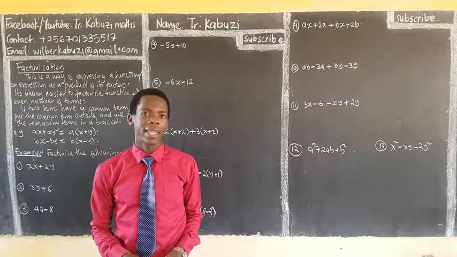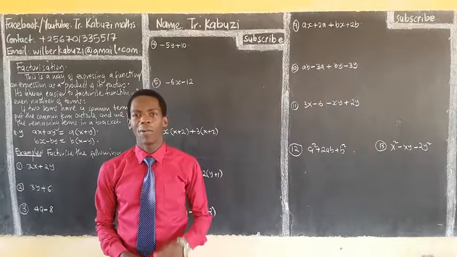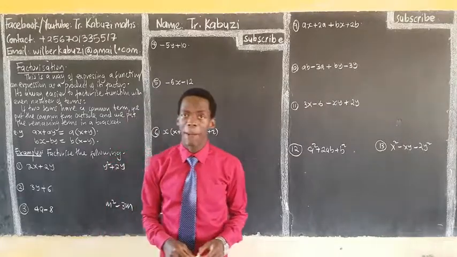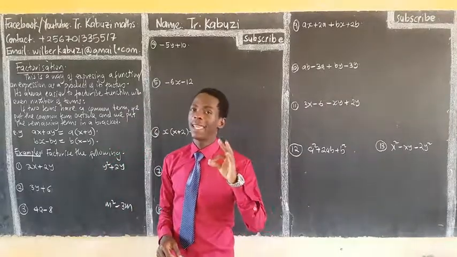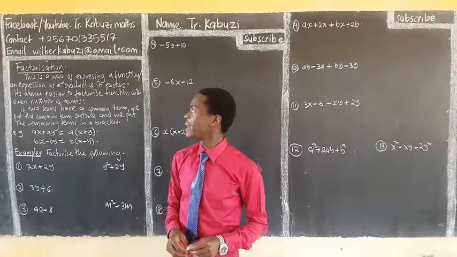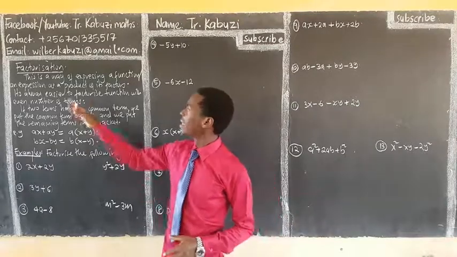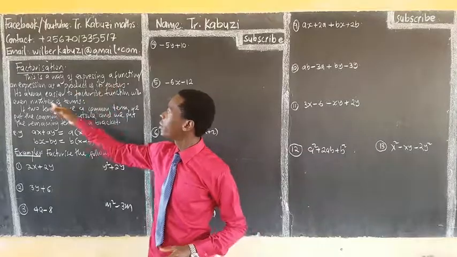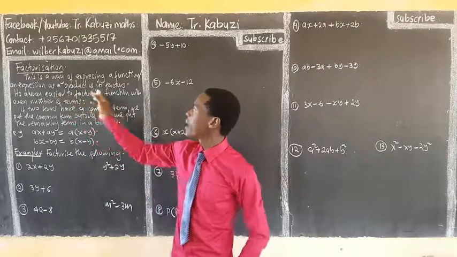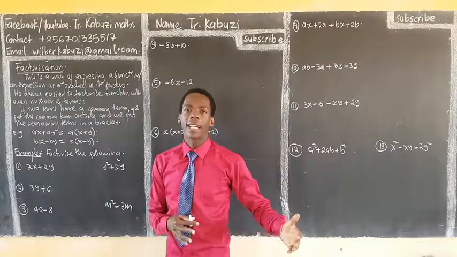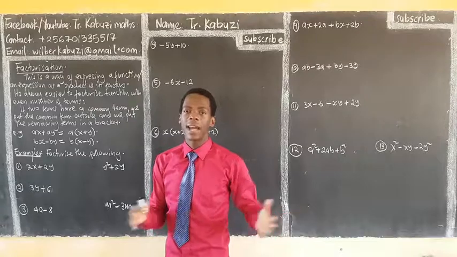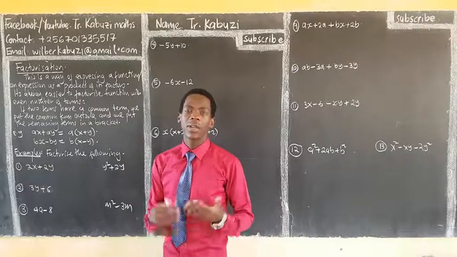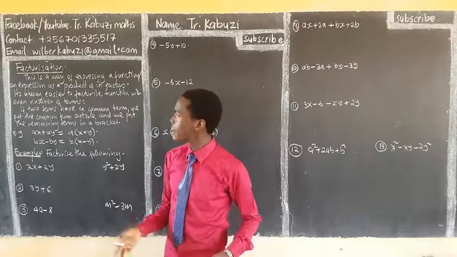Factorization is a subtopic we are going to see. Let us see what happens in factorization. Now, factorization, you need to be a little bit careful. This is a way of expressing a function or an expression as a product of its factors. Factors can be in terms of linear terms, can be in terms of product terms, or they can be in terms of real numbers.